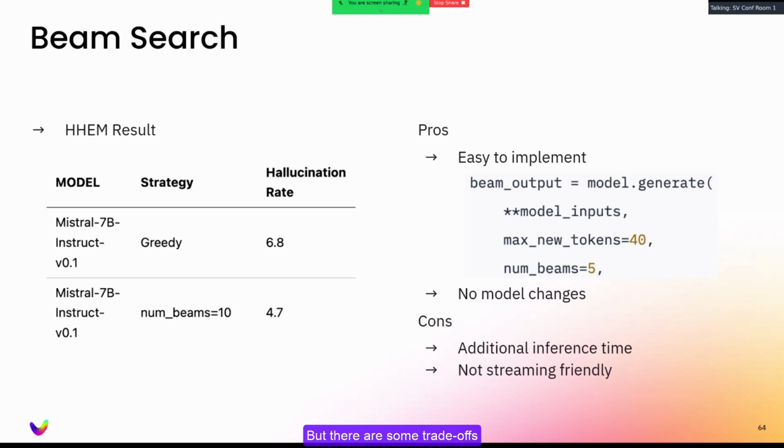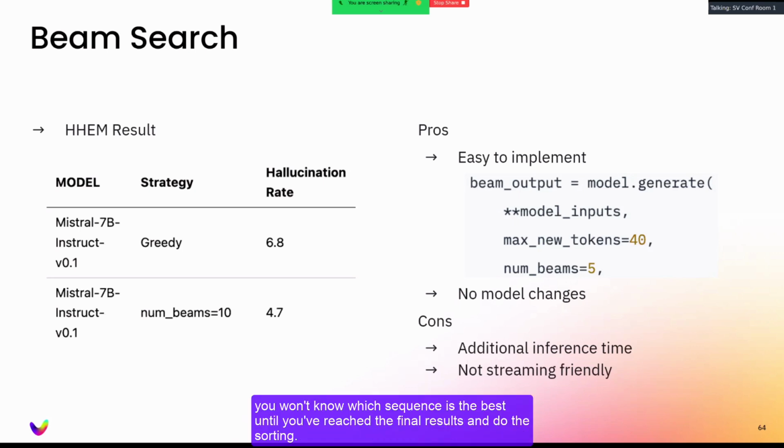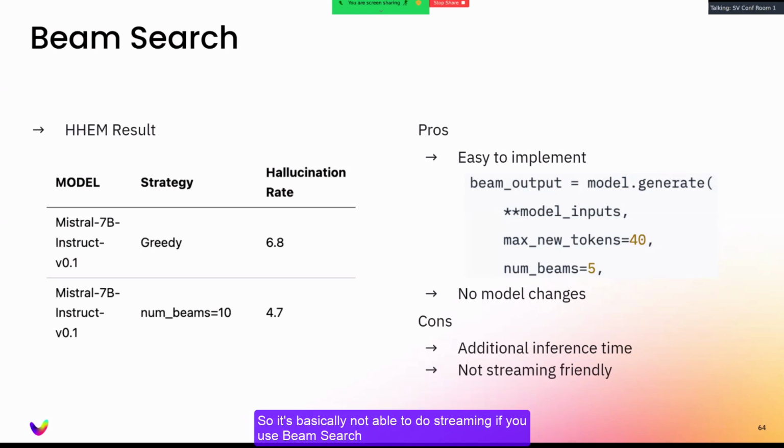But there are some trade-offs when you are using beam search. The first thing is, since you are tracking more than one possible sequence, it will take extra inference time when you are generating the answers. And the second drawback is that it is not stream friendly. By streaming, we mean that you want to see the token generation live, which means you want to see the tokens generated one by one. But when using beam search, you won't know which sequence is the best until you reach the final results and do the sorting. So you basically are not able to do streaming if you use beam search.